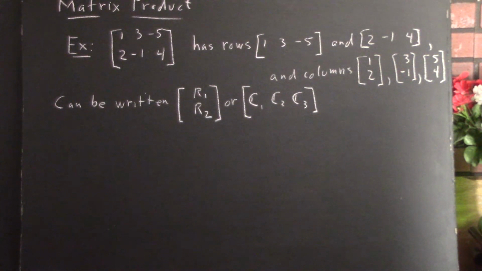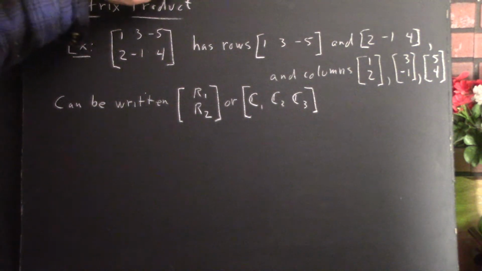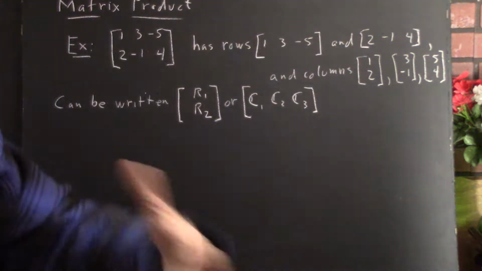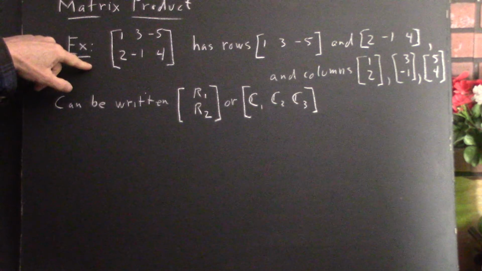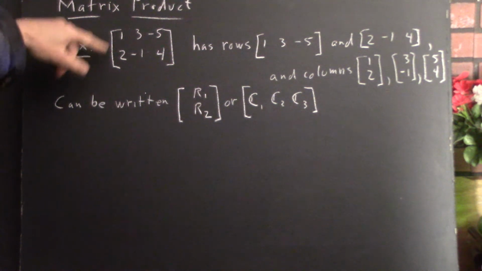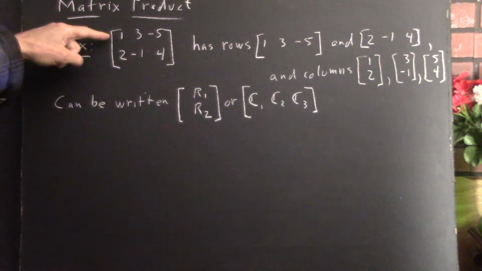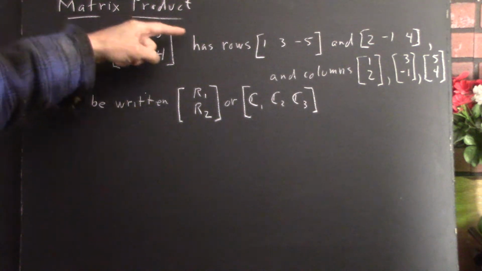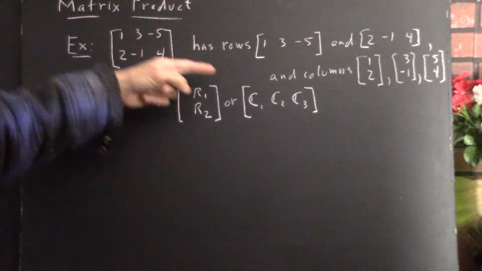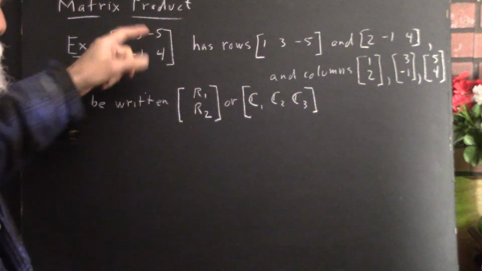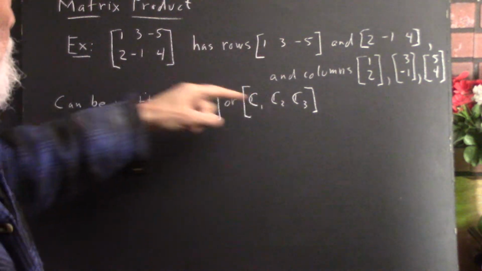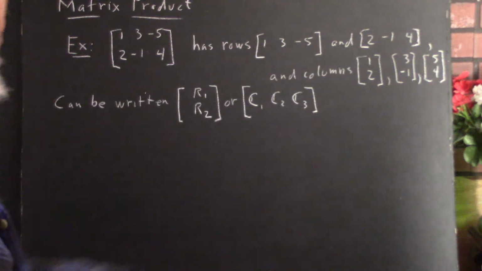Okay, now we want to develop the idea of a matrix product. First thing we need to know is what's a matrix. Well, here's an example of a matrix. A matrix could be written with a row 1, 3, negative 5 and another row 2, negative 1, 4. So this matrix has 2 rows, 1, 3, negative 5 and 2, negative 1, 4.